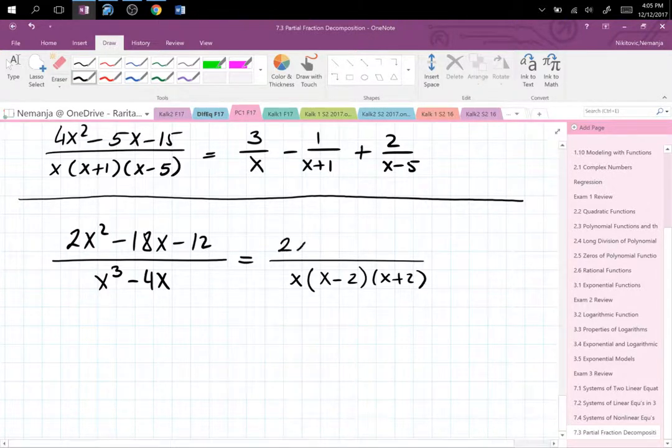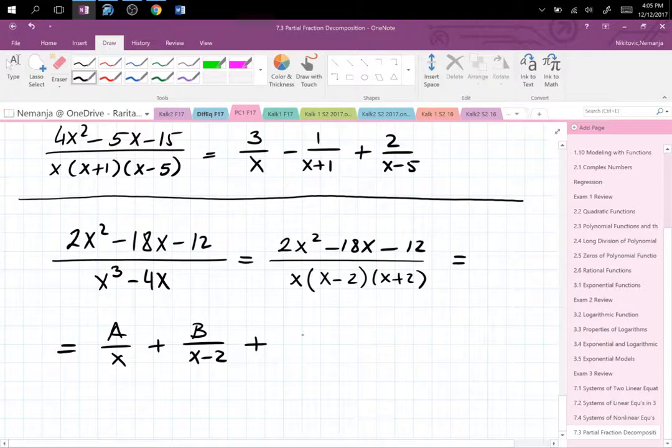Numerator, you just copy. And this problem is the same as the previous one. We have a over x plus b over x minus 2 plus c over x plus 2. We multiply first one by x squared minus 4, right? When you multiply x minus 2, x plus 2, so that's x squared minus 4. And then this one by x plus 2, and then this one by x minus 2. Same for denominators.